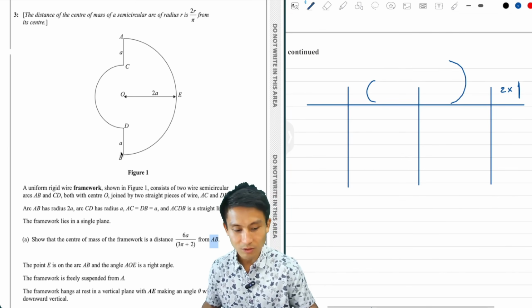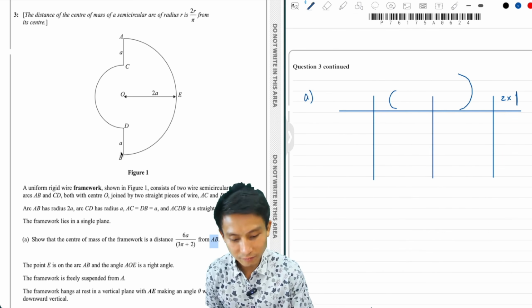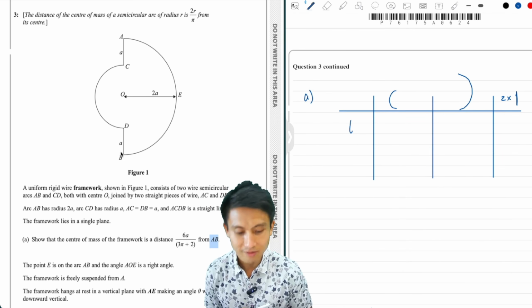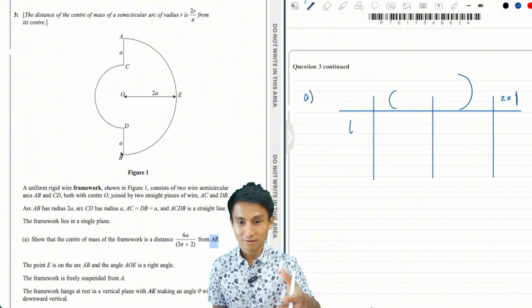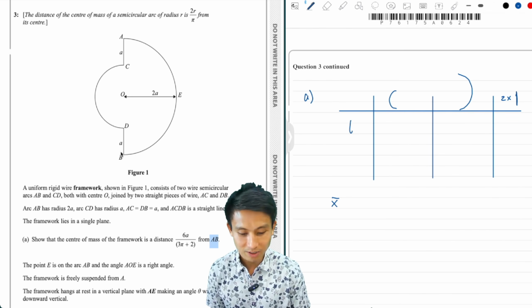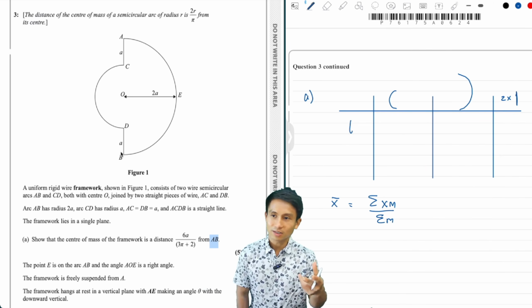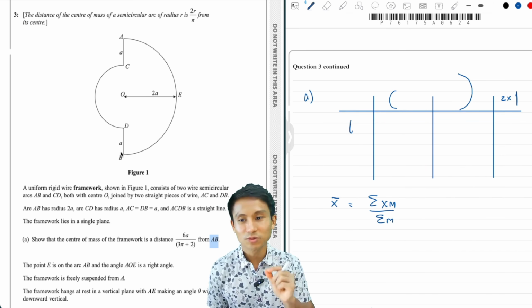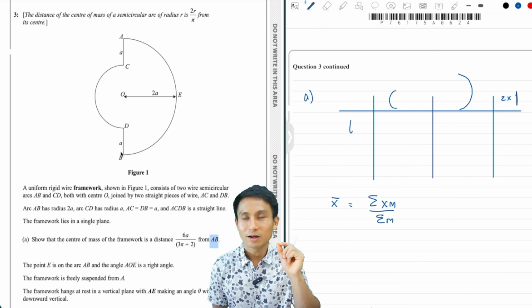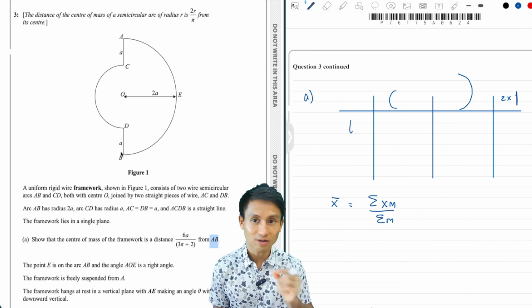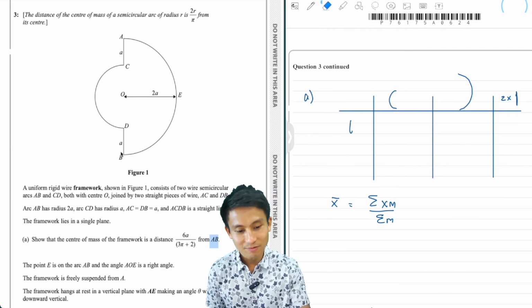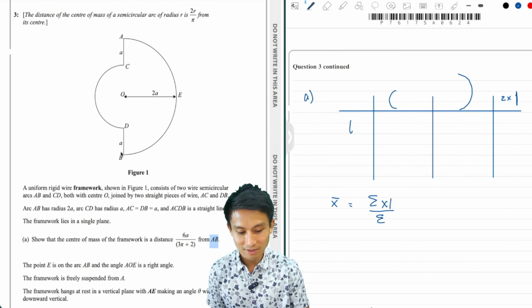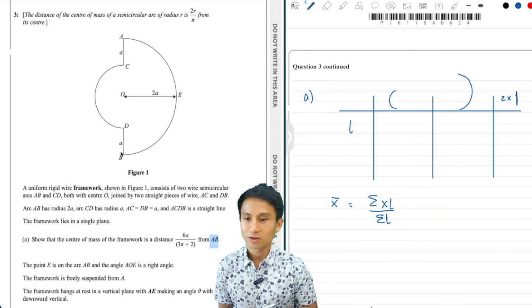Okay. So when we tabulate here, we have to put the length, right? Because the length will be the major contribution to the mass of the wire. Because when we find center of mass, x bar, it's going to be sigma xm over sigma m. But because this is a wire framework, we assume that they have uniform mass per unit length, right? So all of them have the same mass per unit length. That is why we can simplify this to just the length rather than the mass. Yeah, that's just the way it is for uniform wire framework.